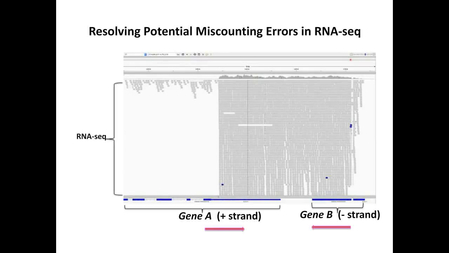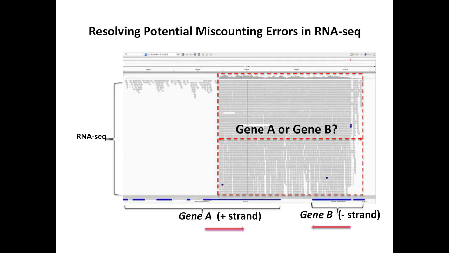We also had another issue, as you can see here. On the left side we have gene A, which is on the positive strand, and on the right side we have gene B on the minus strand. In gene A, the direction goes from left to right, and gene B goes from right to left, because they are on opposite strands. The question was, because you can see all these reads between gene A and gene B, it was not clear where these reads belong.